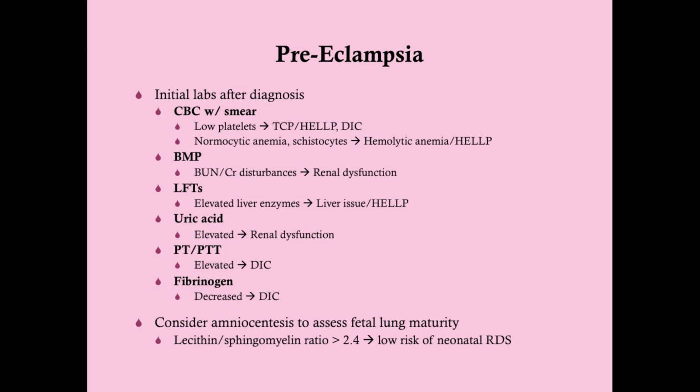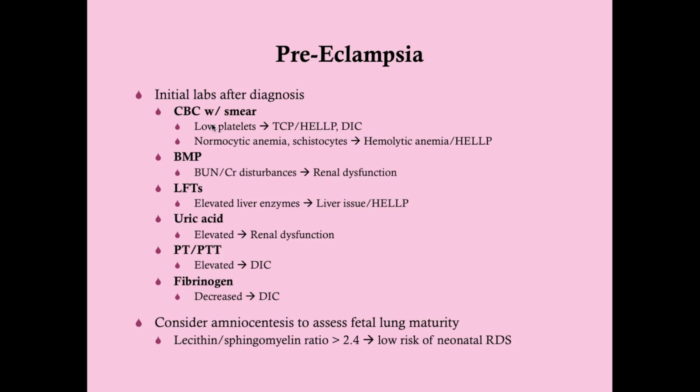So the initial labs you want to get, once you've diagnosed a patient with preeclampsia, the first thing you want to do is get this set of labs. So you want to get a CBC with smear. You want to get a BMP, which is going to include your BUN creatinine levels. You want to get liver function tests. You want to get uric acid levels. That's going to help with assessing renal function. You want to get a PT-PTT, and you want to get fibrinogen.